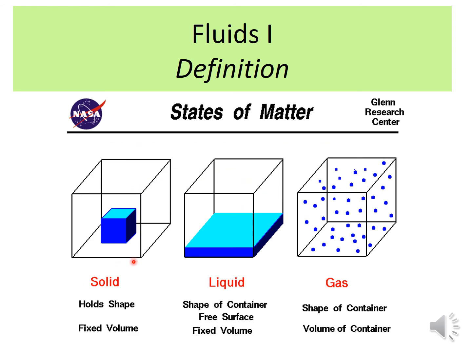And this is now a conclusion of these differences. So if you have a solid, it holds its shape and it has a fixed volume. If you have a liquid, then it fills the container it is put into. It has a free surface and it has a fixed volume. So fixed volume is the same for solid and liquid. However, the liquid flows and is not filling the entire box here. And this is also similar to the solid.